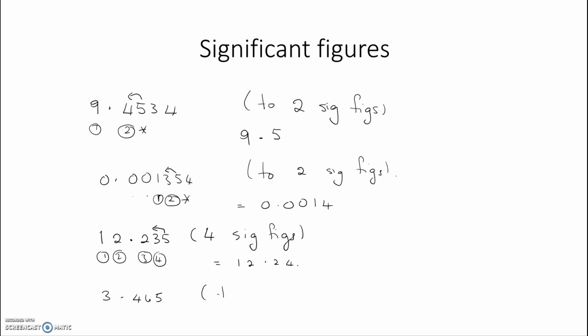Have a look at 3.465, and let's do that to 3 significant figures. So that's 1, 2, 3. So now we need to look at the fourth one. 1, 2, 3. Look at the fourth one. It's 5 or more, so this one needs to be raised up. 3.47.